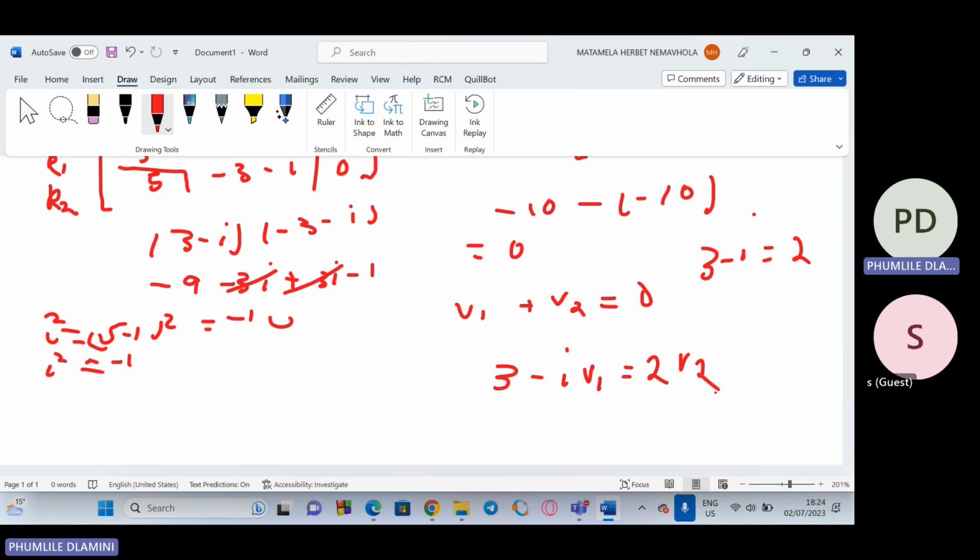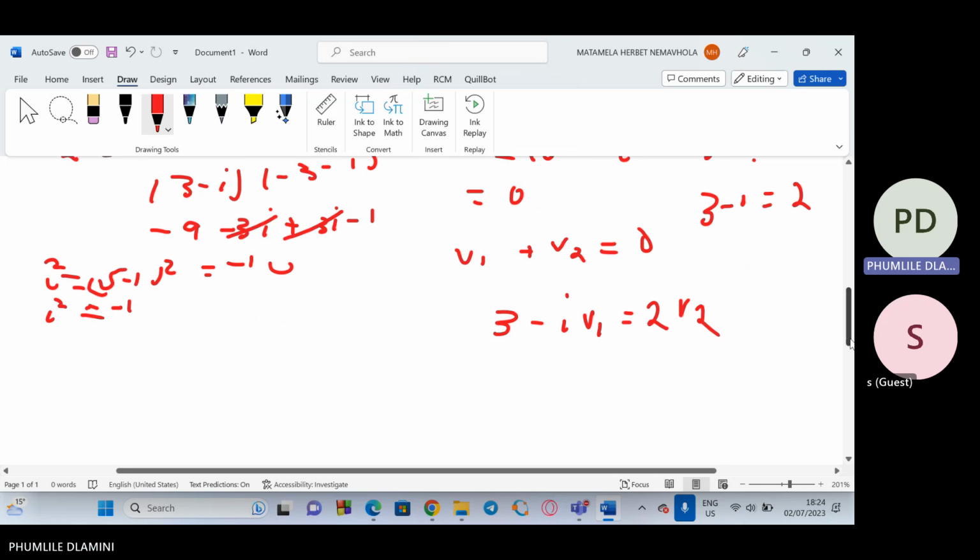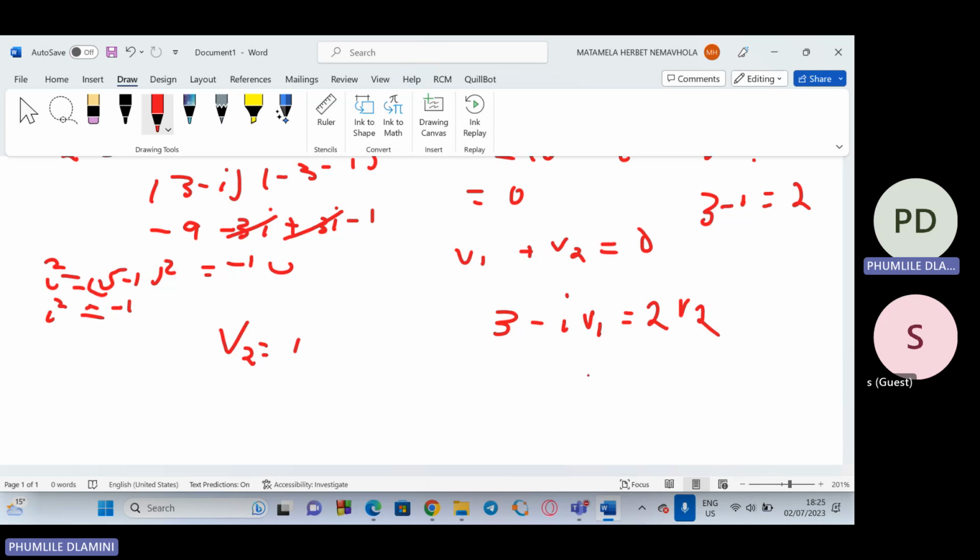So what will happen if we substitute V1? If we let V1 equal 0 or V1 equal 1, if we let V2, let's say V2 equals 1, then you will see that your V1 is going to be equal to 2 divided by 3 minus i. So it's going to be 2 divided by 3 minus i.